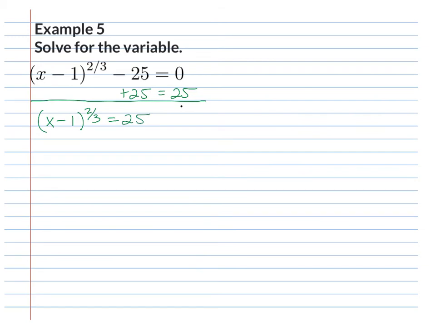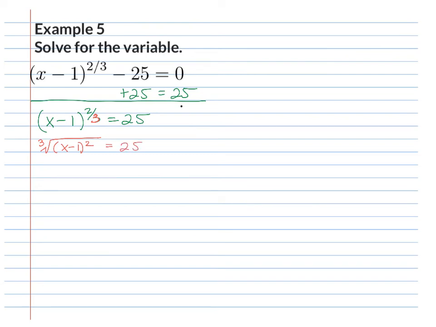I'm going to rewrite the 2/3 with a root. For people who forgot, this 3 right here in the bottom, the denominator of the exponent, means it's either a square root, cube root, fourth root, whatever it is. Since it's a 3, it's going to be a cube root. So we have the cube root of x minus 1 squared is equal to 25.